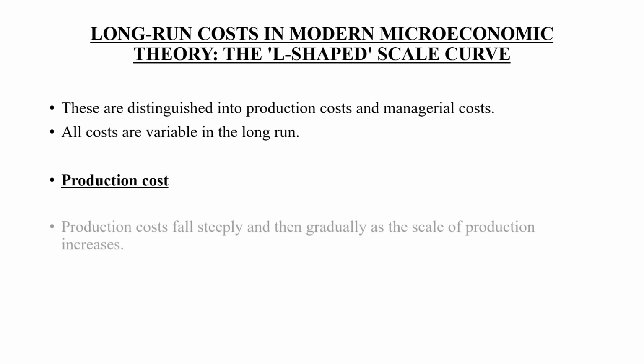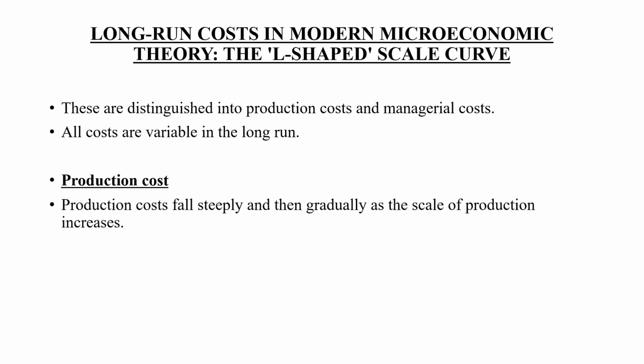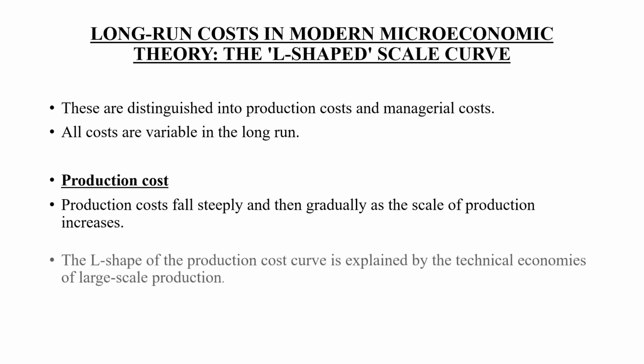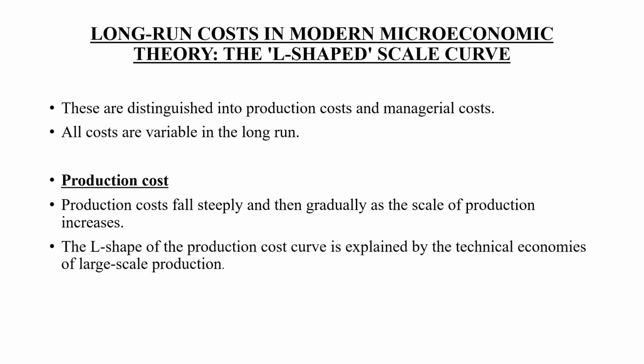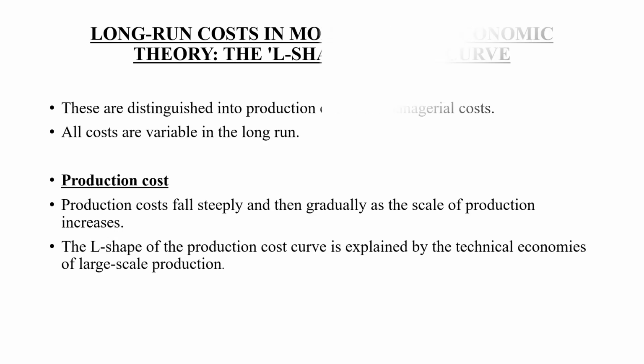Now let's look into the production cost. Production cost falls steeply to begin with and then gradually as the scale of production increases. The L shape of the production cost is explained by the technical economies of large scale production. Initially, these economies are substantial, but after a certain level of output is reached, all or most of these economies are attained given the technology of the industry.